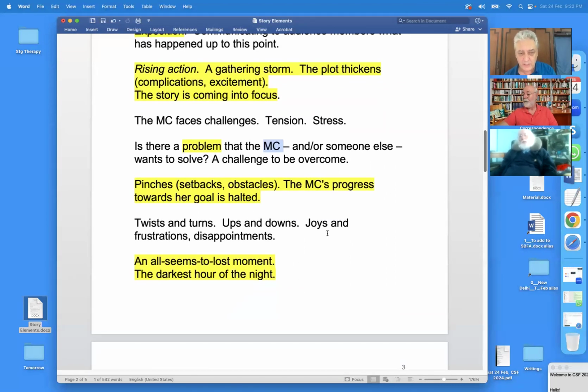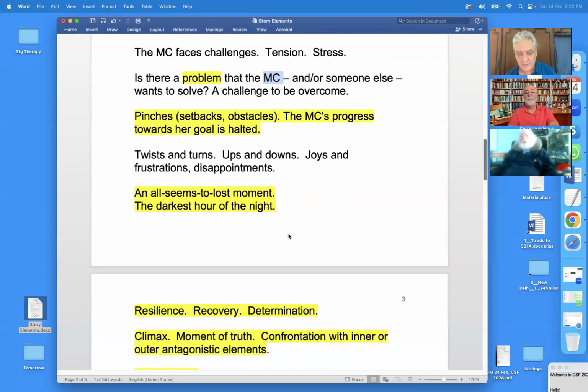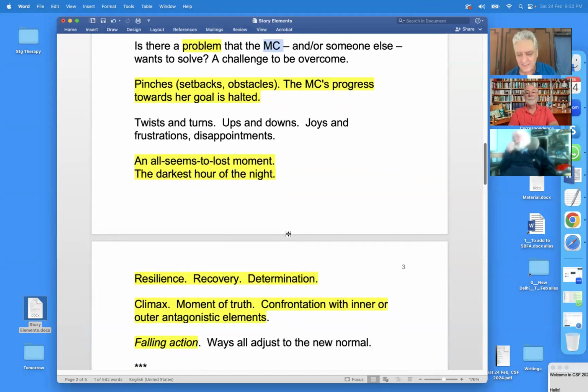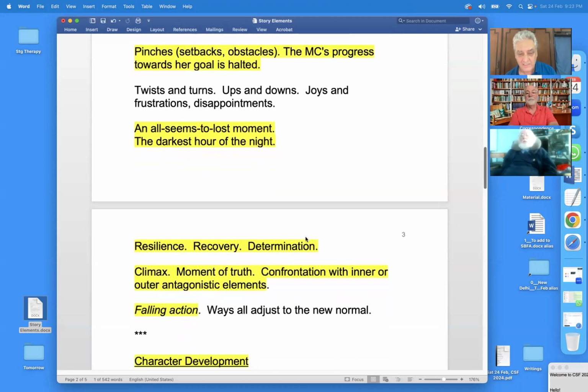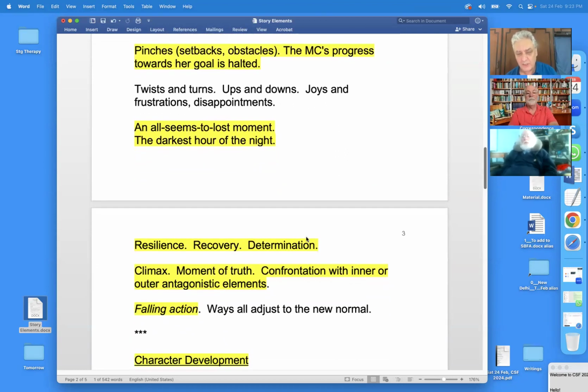There may come a point where the jig is up. All seems to be lost. The main character is crushed. Her plans are crushed. And it seems like it's the end of the story, but it's not, because she manages to be resilient and recover and heads on to the final confrontation with whatever she's confronting. And if it's a triumphant story, she triumphs. And then the falling action is how she and everyone around her responds to the fact that she triumphed.